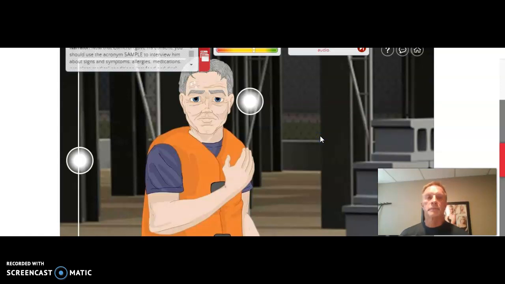Yes, please. Now that Cameron gave his consent, you should use the acronym SAMPLE to interview him about signs and symptoms, allergies, medications, prevalent medical conditions, last food and drink, and events leading up to his condition. If you recall, we had this a couple weeks ago. SAMPLE will help you provide care.